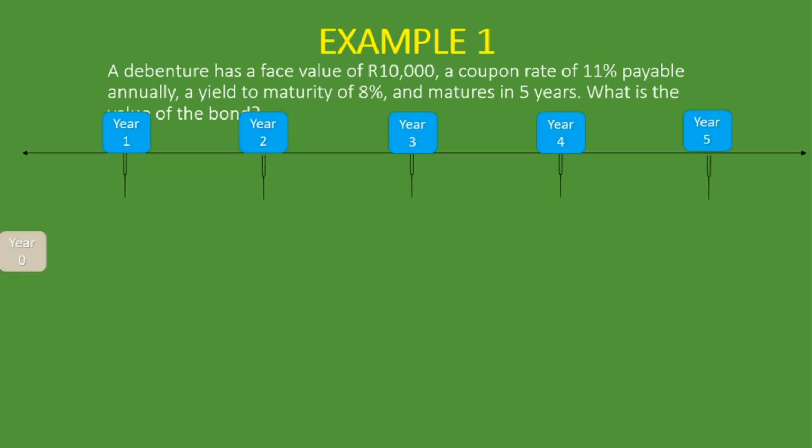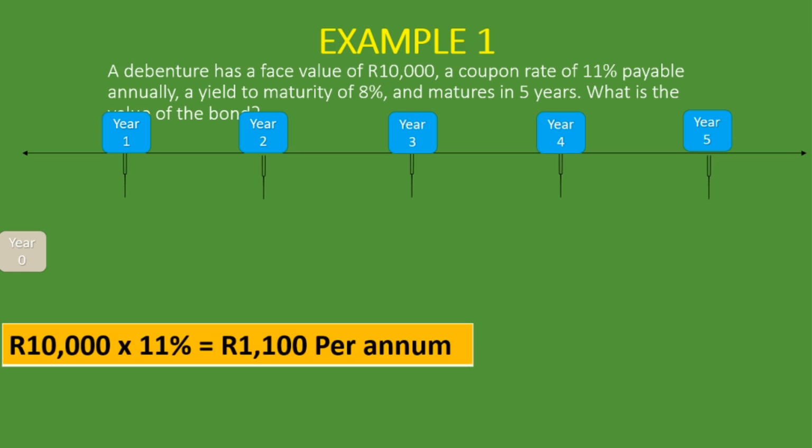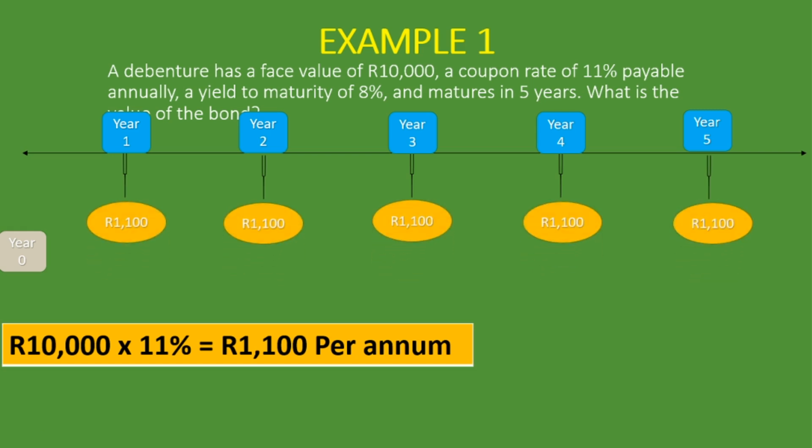And once we have done that, we will input them into the 5 years. You can see here we have year 1, year 2, year 3, year 4, year 5. So the interest will be paid for 5 years because it matures in year 5. So interest will be paid in year 1 up to year 5. So let's calculate what that interest is. It's 10,000 Rand times the 11% coupon rate, and we get an interest of 1,100 Rand per annum. That means that every year we can expect to receive, if we invest in the debenture, 1,100 every year until the debenture matures, until year 5. So let's input them, 1,100 every year until year 5.